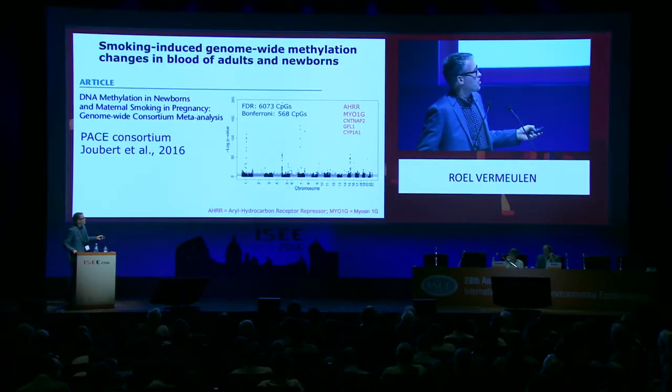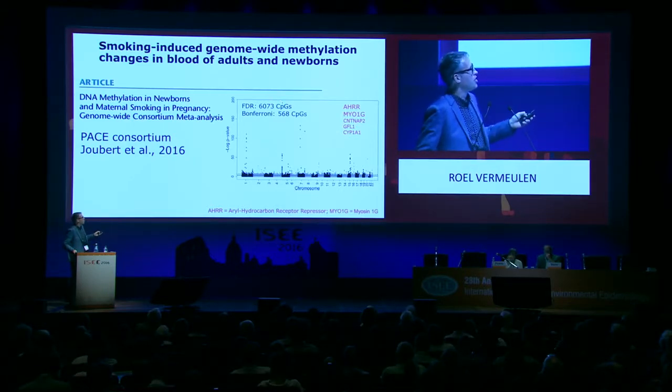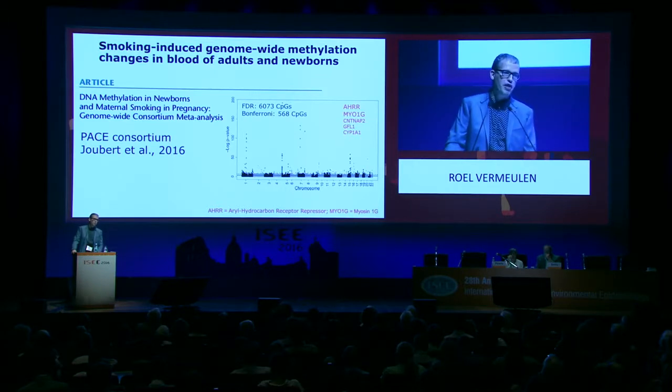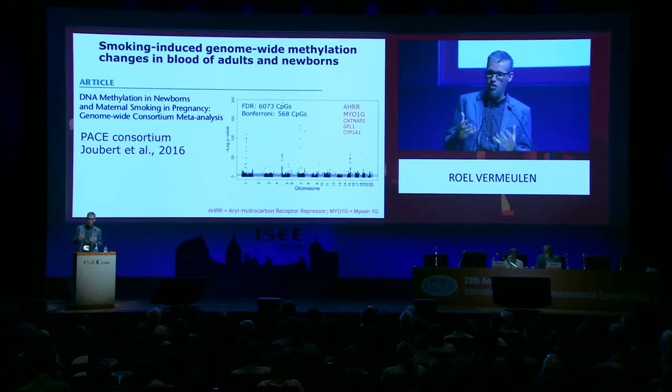This is based on the publication by Joubert et al. in 2016 of the PAGE consortium, led by Stephanie London of the NIEHS. What you can see is that maternal smoking in pregnancy is related to perturbations in the methylome, across the different chromosomes and the different CpG sites. There are about 6,000 of these CpG sites, methylation sites, that are differentially methylated under FDR control, and about 600 under a more strict Bonferroni control. So indeed, smoking leaves some kind of imprint in the methylome of newborns.